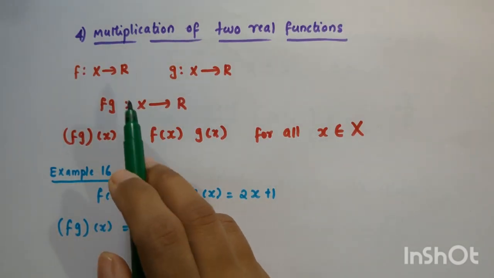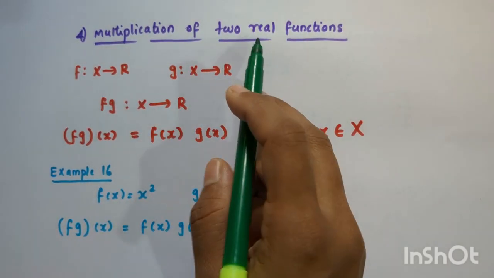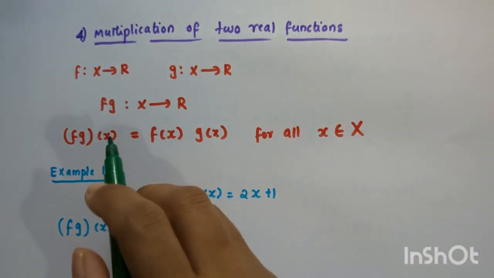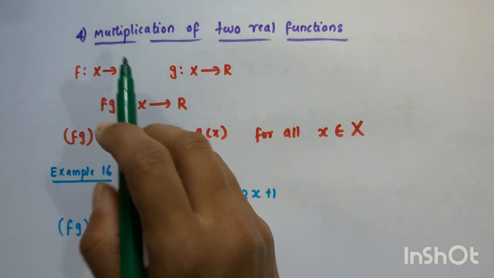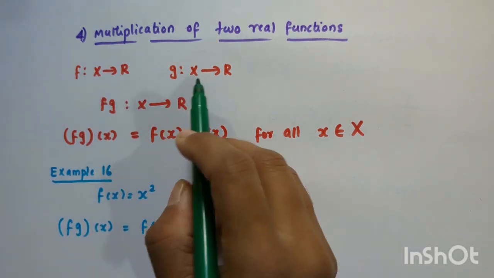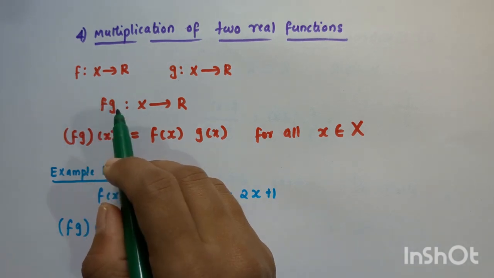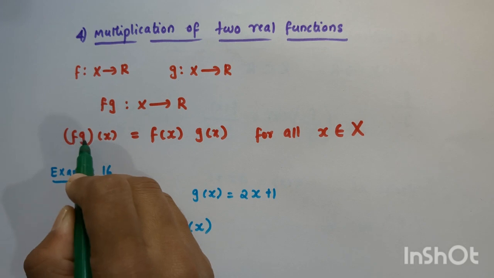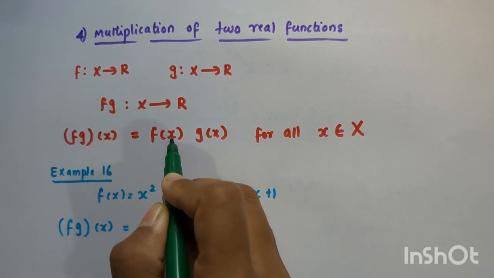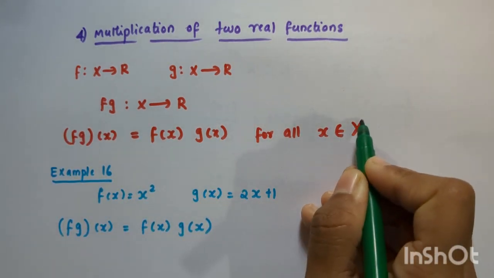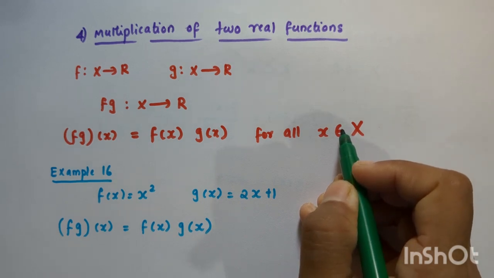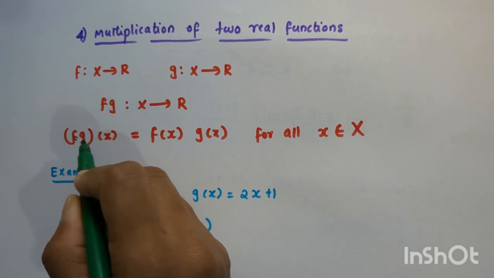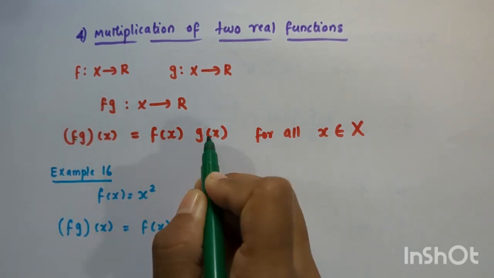Now let us see the fourth one, multiplication of two real functions. The product or multiplication of two real functions f from X to R and g from X to R is a function f into g defined from X to R, and it is defined by this equation: f into g of x equals f of x into g of x for all x belongs to capital letter X. That is the multiplication of two real functions. f is a real function, g is a real function. Then multiplication of these two is given by this equation, f of x into g of x.